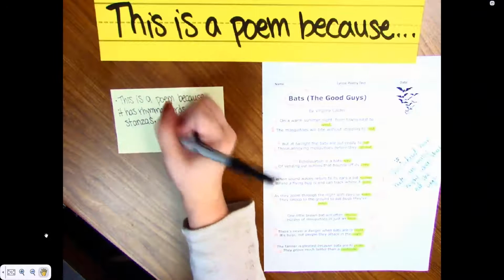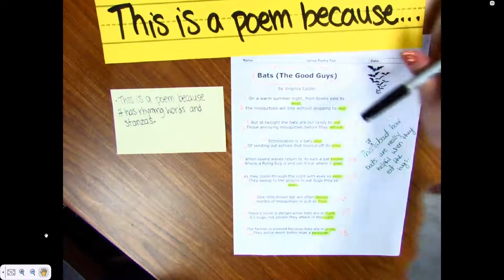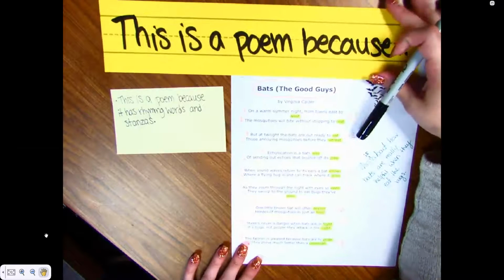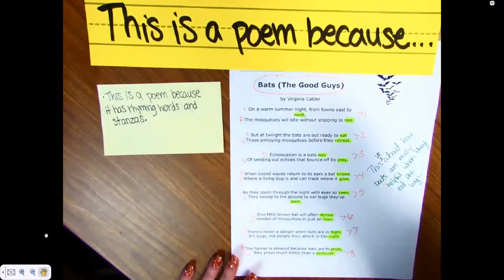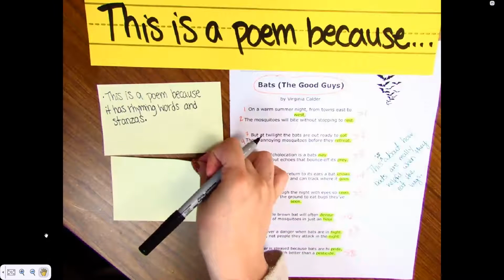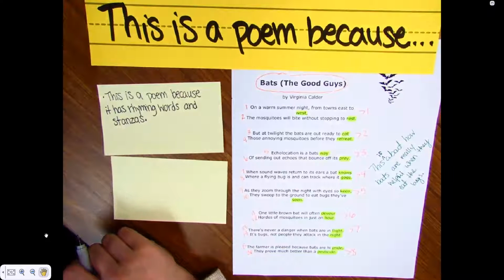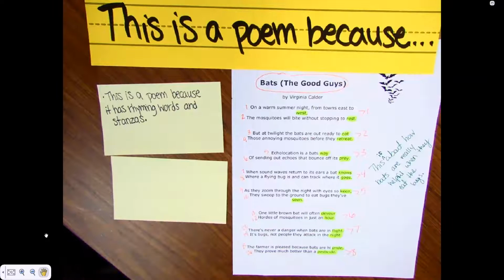So what else could I say to prove that this is a poem? Because I can't just say it's a poem. I have to prove it's a poem. I said it has rhyming words and stanzas. Think about our poetry folder we came up with, all the different stuff we said. What else did we say?